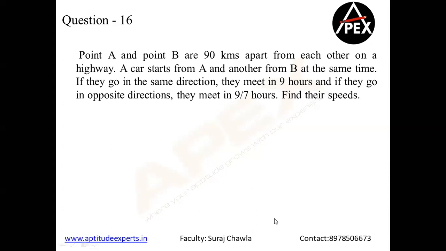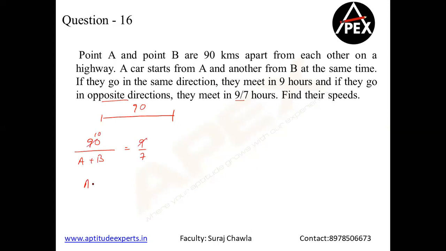Yeah, let's look at this together. It says A and B are 90 kilometers apart. A car starts chasing from A and another car starts chasing from B at the same time. So can I say here the relative distance separating both of them is 90? Now, if they go in opposite directions, they meet in 9 by 7 hours. So can I say speed of A plus speed of B is equal to 9 by 7? This will give you one case.